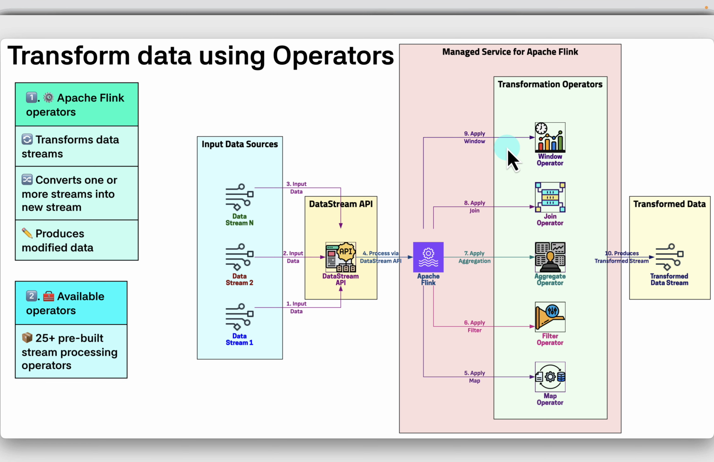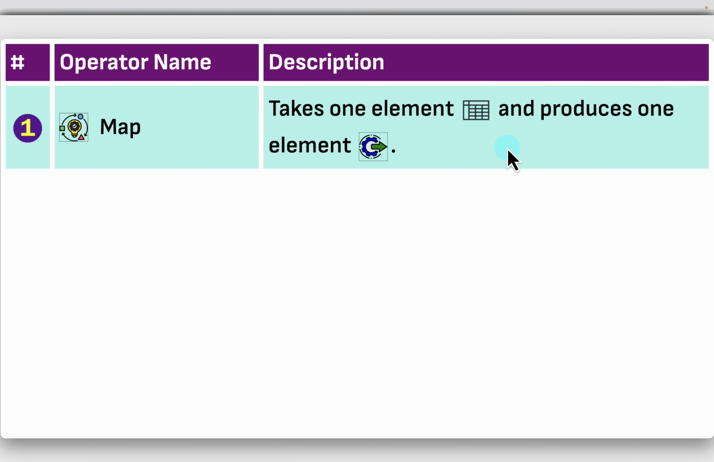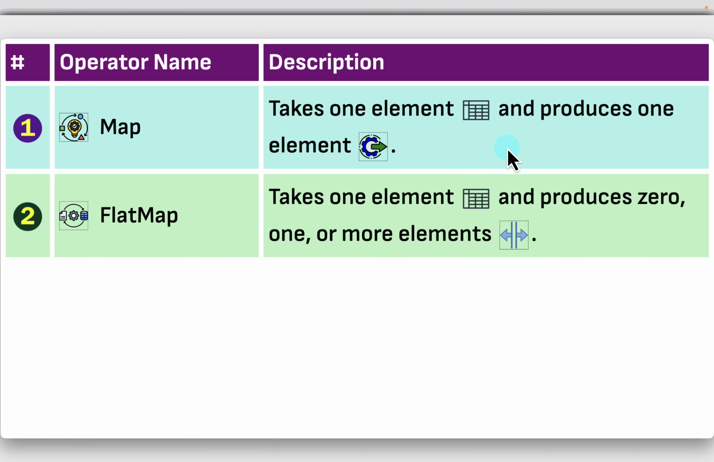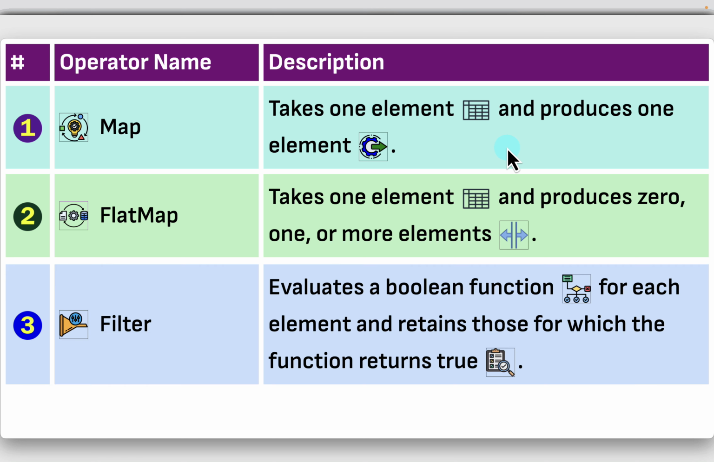The managed service for Apache Flink provides users with access to more than 25 pre-built stream processing operators, offering a comprehensive toolkit for various data transformation needs. Here I'll just talk about 10 very popular operators. The first one is map. It takes one element and produces one element. Then we have flat map. It takes one element and produces 0, 1 or more elements.